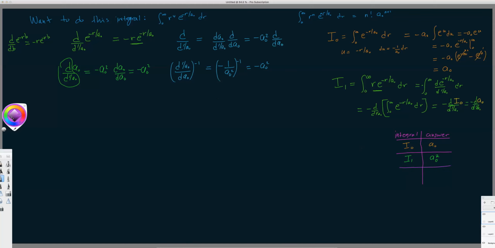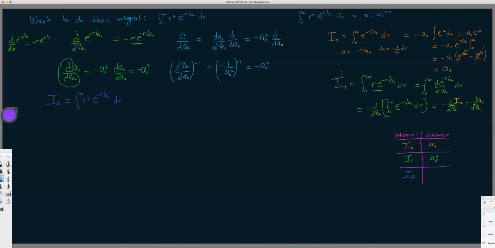Okay, so let's go on. Let's look at I2, in this nice purpley color. So let's figure out what that is. We have the integral from 0 to infinity of r squared e to the minus r over a naught dr. Again, you'd have to go back to this formula, and we're trying to build our way up to infer this formula. Now we need to figure out what derivatives we can take.